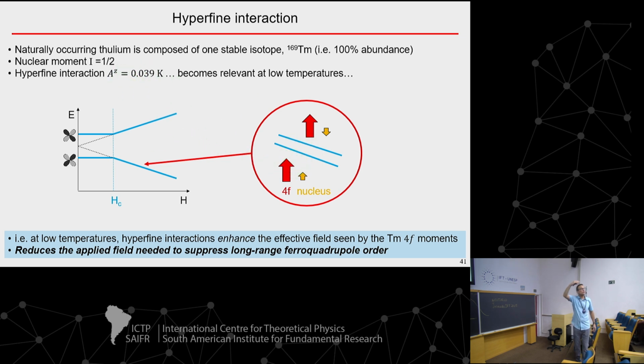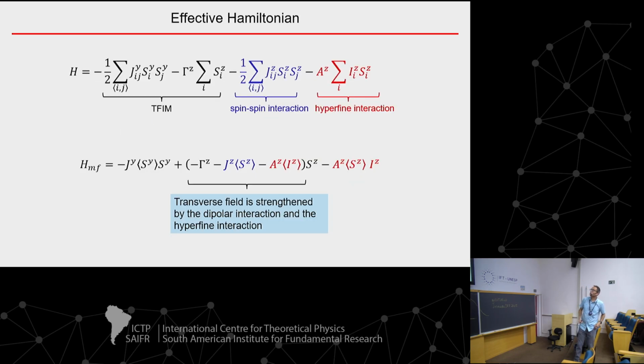All right, so as you cool through that energy scale, now the electronic moment, the quadrupole, is not only seeing the externally applied field, but it's also seeing the hyperfine field from the nucleus, which is destabilizing it too. So it requires a smaller externally applied field to completely suppress the quadrupole order, and that's why this bends back. If you want to see that in equations, we can go back.